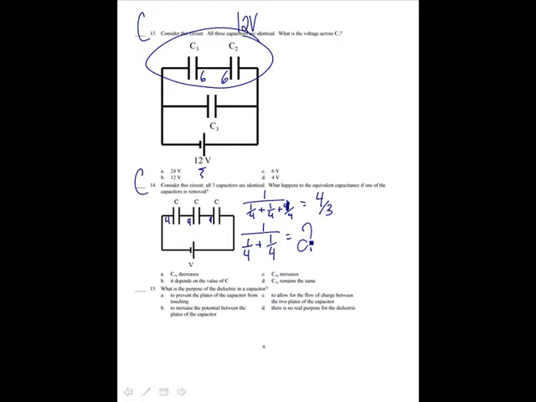What is the purpose of the dielectric in a capacitor? To prevent the plates from touching. Let's just look at the others. To increase the potential between the plates of the capacitor. Okay, that might occur, but that's not the purpose of it. To allow for the flow of charges, that doesn't occur, and there is no real purpose. The primary purpose is to prevent the plates of the capacitor from touching, so that you can wind up these capacitors into easy-to-use components.